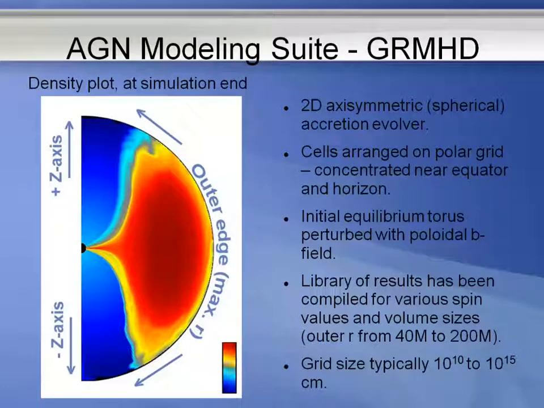As I've noted here at the bottom, the grid size in this case, depending on what we scale the eventual result or data to, is usually 10 to the 10th to 10 to the 15 centimeters or so. It's not a uniform grid size, which is why there's such a large range in that. But you can see that these are fairly large spaces that we're considering if each of the cells in this grid is 10 to the 15 centimeters.